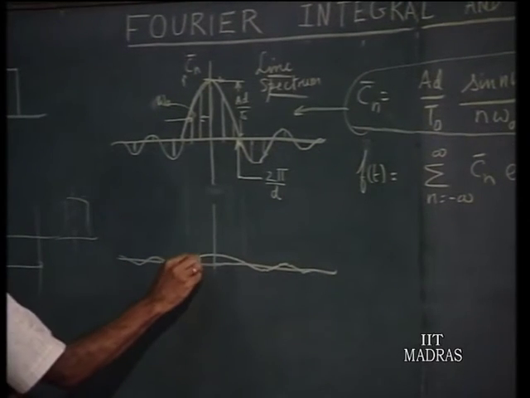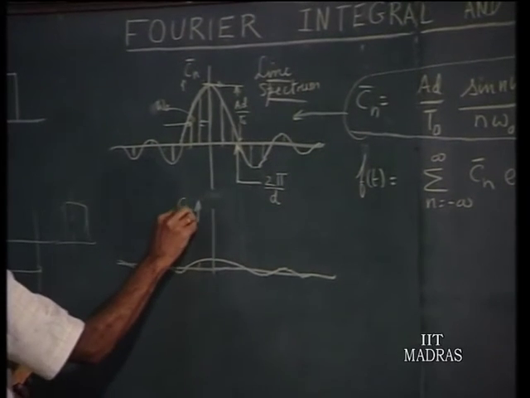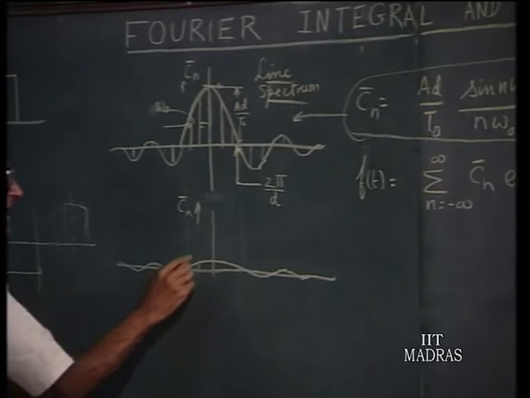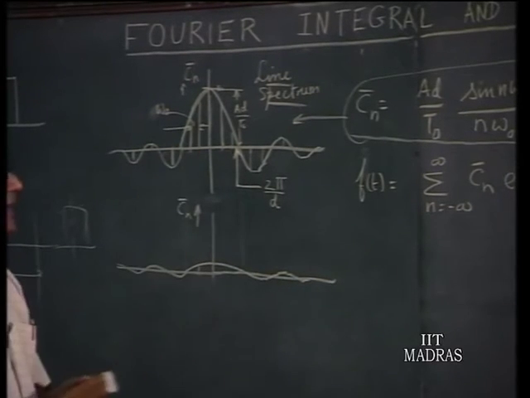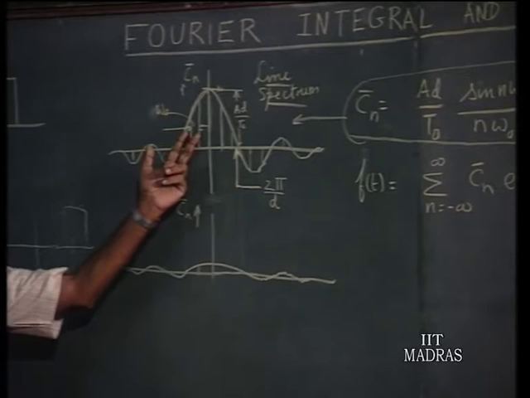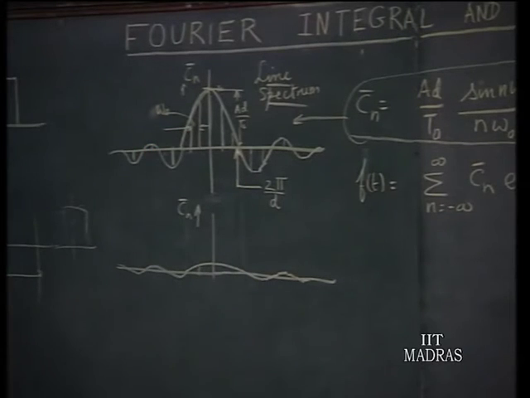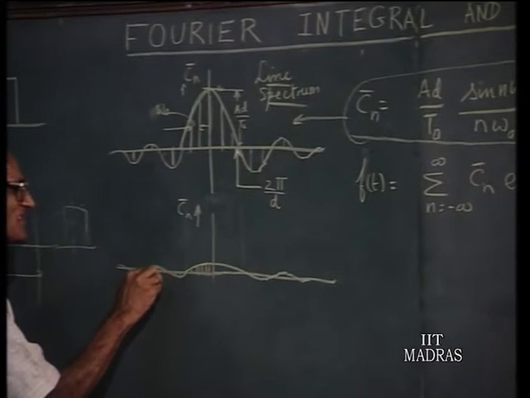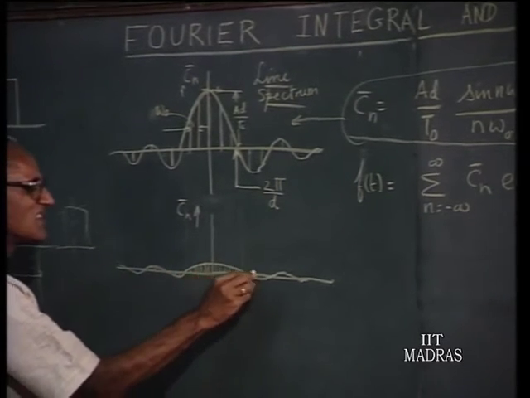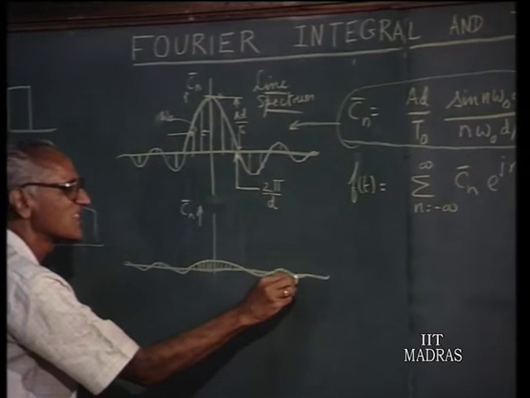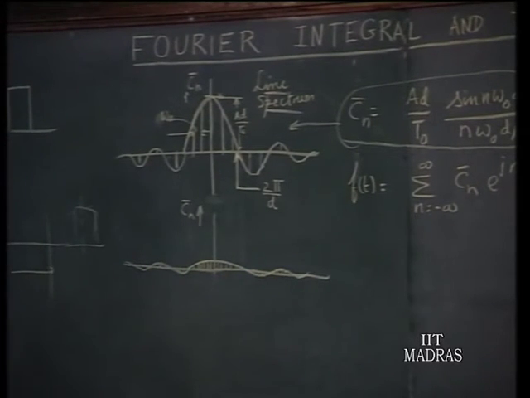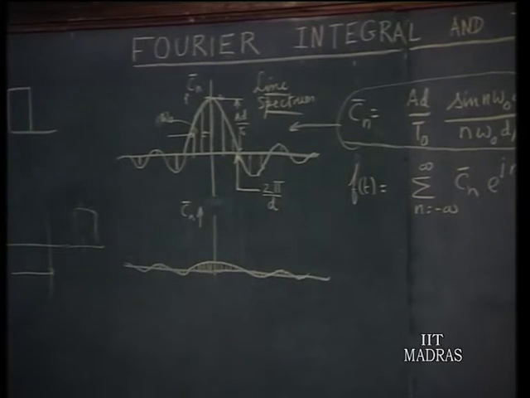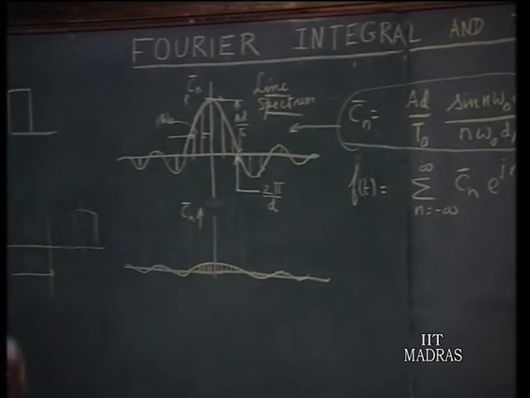If you plot C n, the envelope will be like this. And what happens to the lines? Previously, the separation between two lines is omega naught. Now, since the fundamental frequency is delta omega naught, which is smaller, the lines come closer and closer. The lines become closer and closer, the whole amplitude comes down.